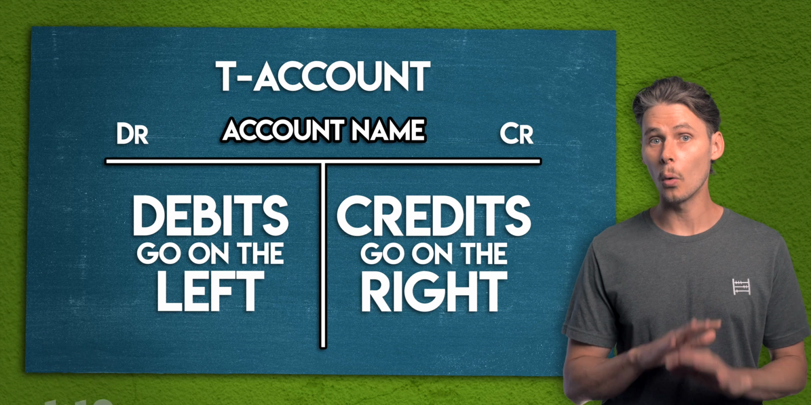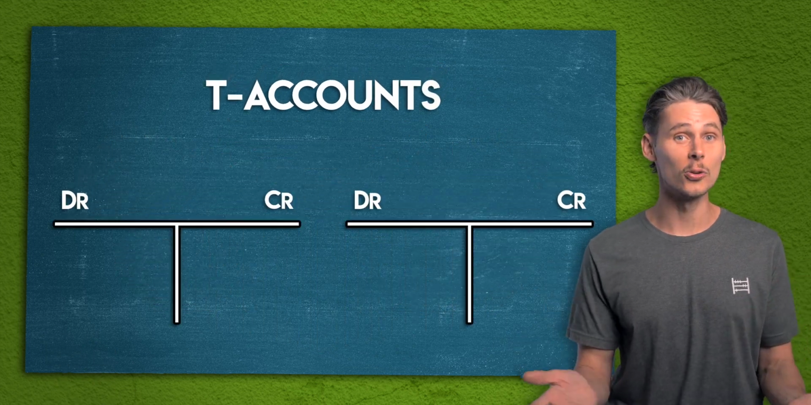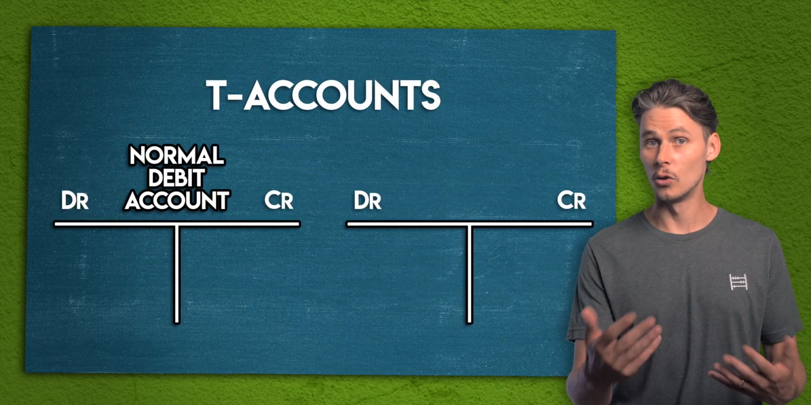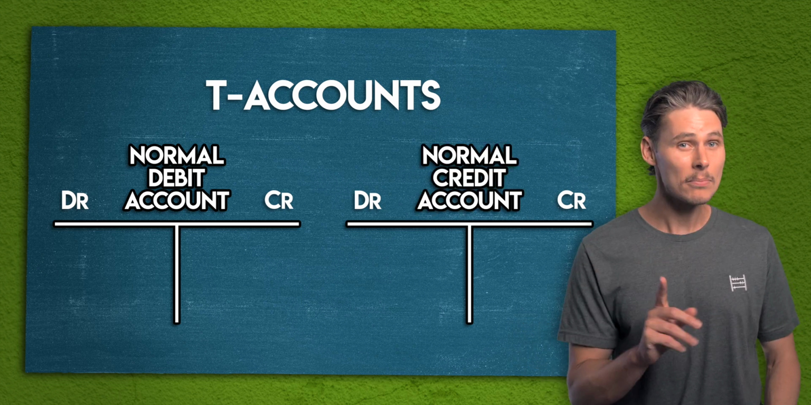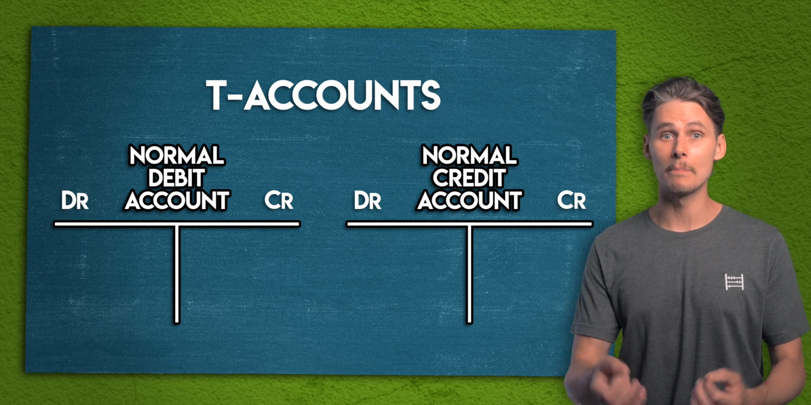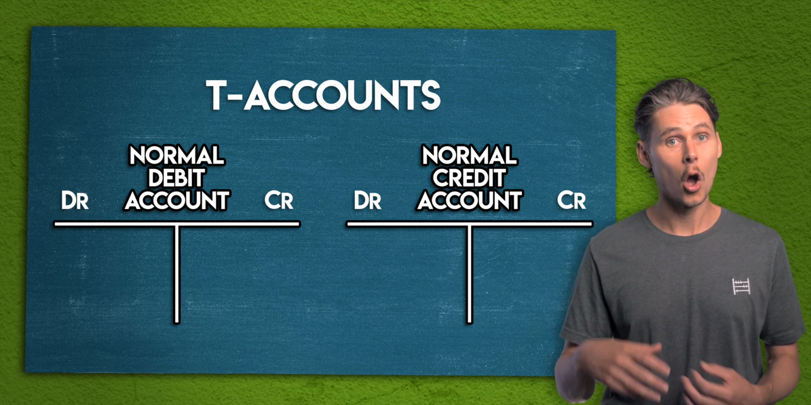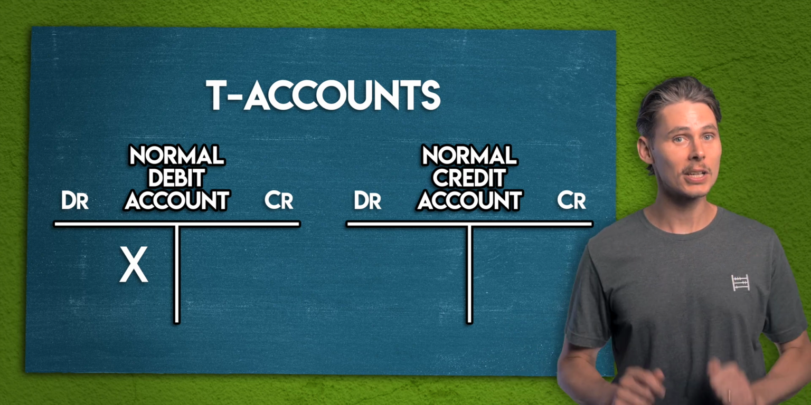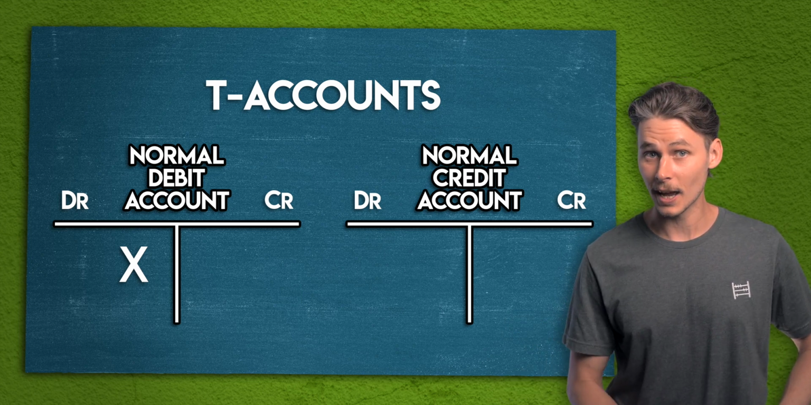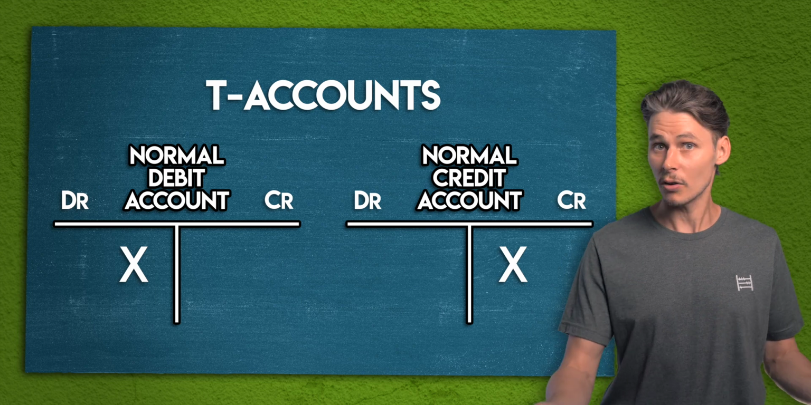First, you should know that all accounts can be sorted into two main groups. We have normal debit accounts and normal credit accounts. At any moment in time, we'd expect to find the balance of a normal debit account on the left of the T account, which is the debit side. And we'd expect to find the balance of a normal credit account on the right, the credit side.